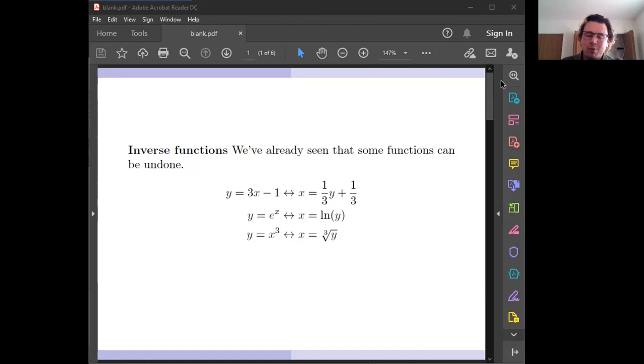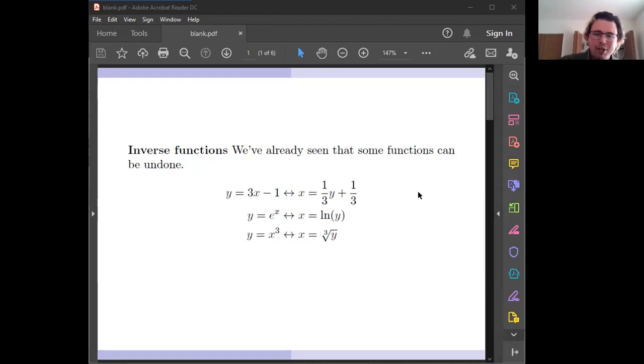The inverse of y equals 3x minus 1 is x equals a third of y plus 1/3. The inverse of y equals e to the power x is x equals the natural logarithm of y. The inverse of y equals x cubed is x equals the cube root of y. Now, you might notice that all of these are algebraic manipulations which we can reverse. If I give you one of these equations, you can solve for x and figure out what x is as a function of y.